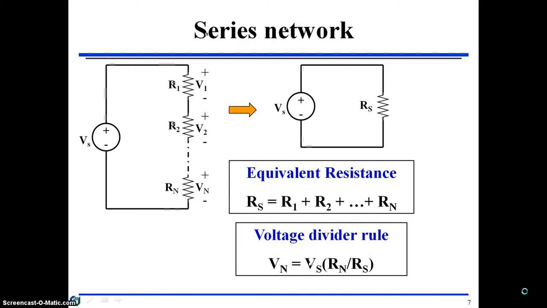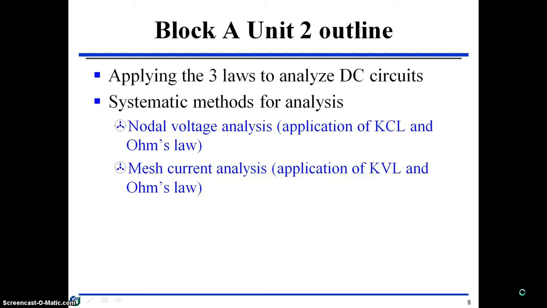Next is the series network. The voltage across a series network is always different. The net equivalent resistance can be determined by the sum of all the resistances. To find the voltage across the nth resistance, it is the total voltage times that nth resistor divided by the sum of all the series resistors.